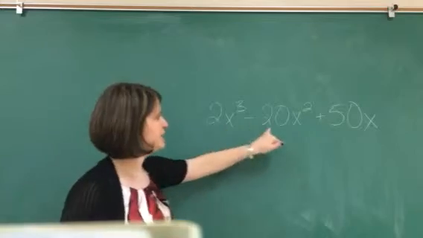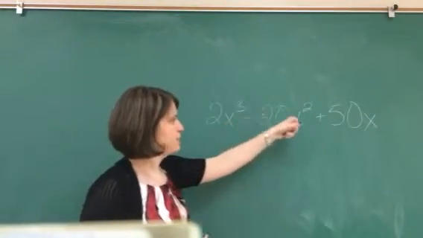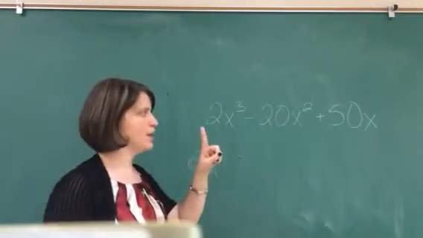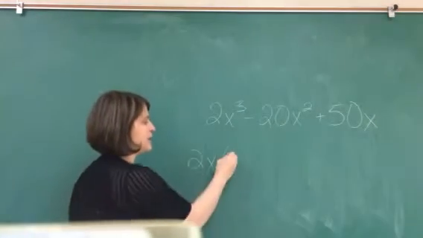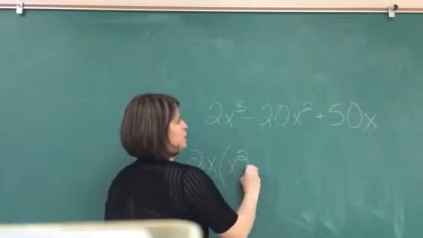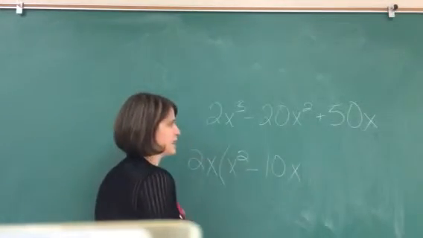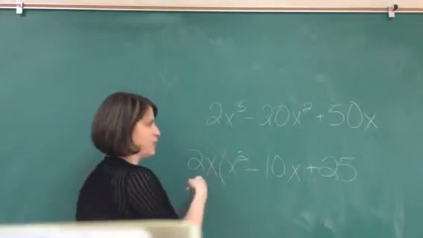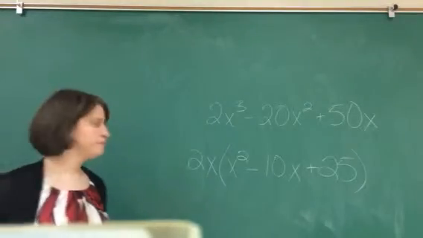So if I'm looking, I see that 2 can go into all of these guys. And this has x to the third, this has x squared, this has x. They all have an x, so I can take an x out. I can only take one x out though, because this one only has one. So once I take that out, I've got x squared left, because I took one of the x's away, right? Minus 20 divided by 2, that's 10. I took an x away, so it only has one x left. And then 50 divided by 2 is 25. And I took the only x it had, so that's what I have left over.